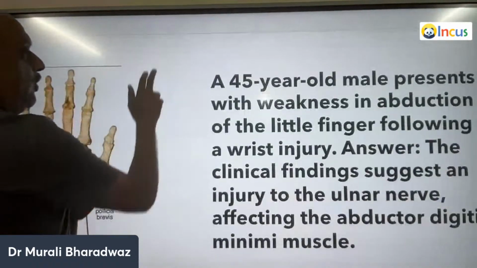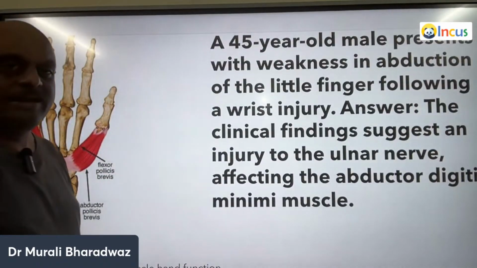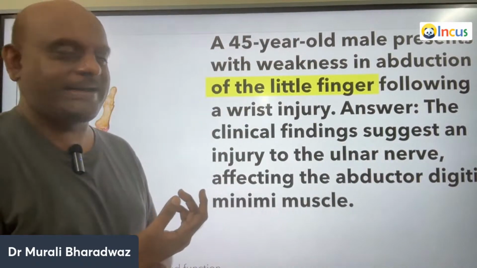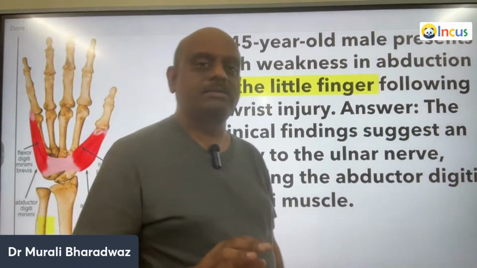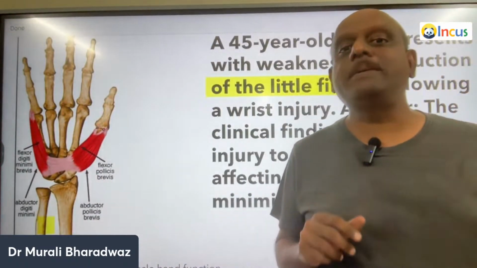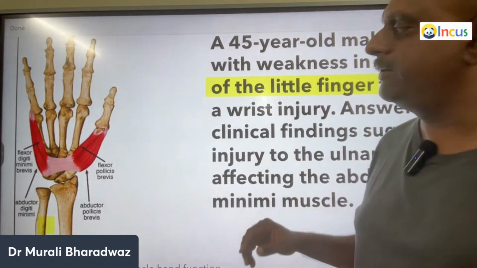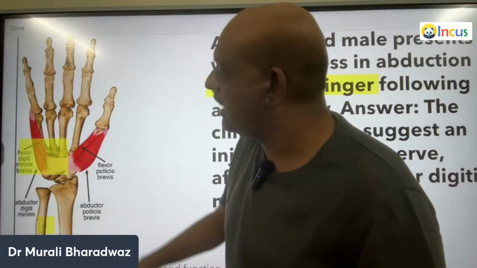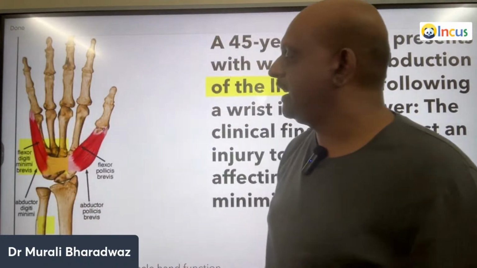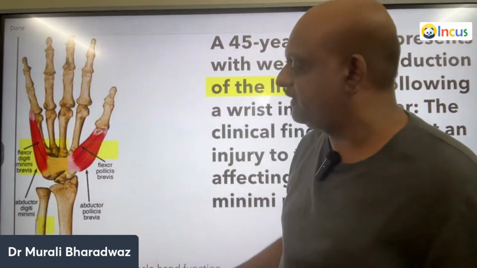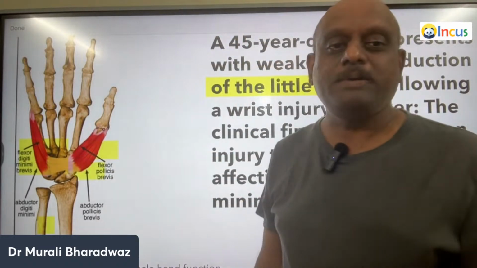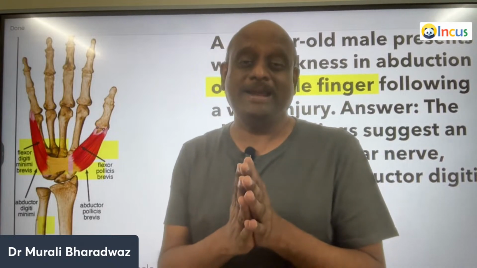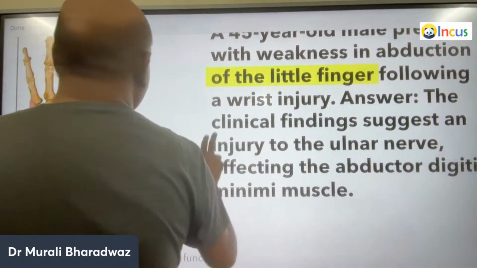So now, doctor, a 45-year-old male presents with weakness in abduction of the little finger following a wrist injury. So what does it suggest? Little finger innervation: abductor digiti minimi is innervated by the ulnar nerve. You can see this is the abductor digiti minimi. This is the flexor digiti minimi brevis. This is the flexor pollicis brevis. This is the abductor pollicis brevis. So you should know all the small muscles, how to identify them anatomically for tomorrow's USMLE Step 1 exam.